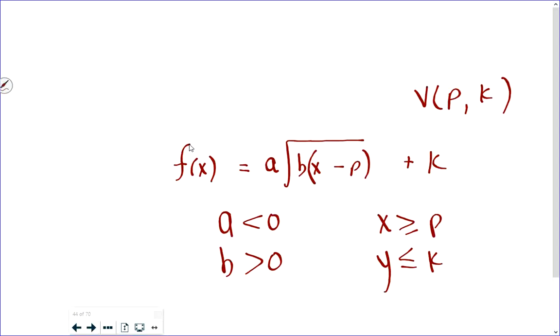So if the vertex has a y coordinate of k and the graph moves up, y is greater than or equal to k. You have to be able to think more abstractly rather than looking at a graph. Similarly, there's this point, (p, k). I could care less where it is.